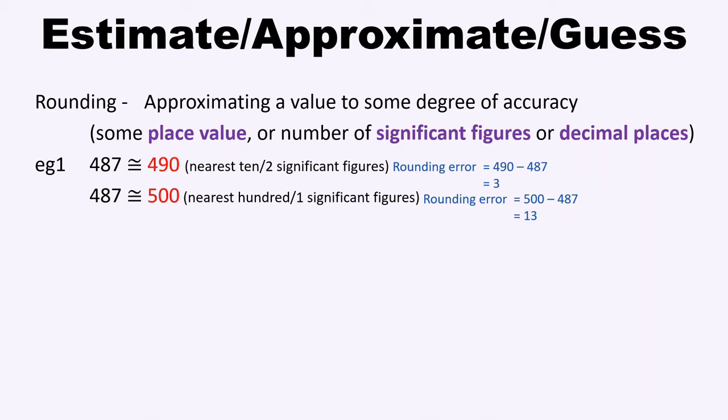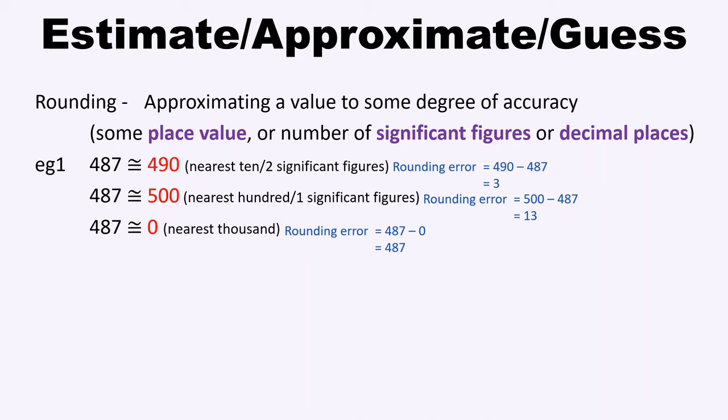We could have rounded 487 in another way as well, although I hope that you wouldn't. We could say that 487 is approximately the same thing as 0 to the nearest 1,000, because of course 487 has 0 in the thousands position, and a 4 to the right of that is not big enough to round that 0 up. But the rounding error in this case is huge. The difference between 487 and our approximated answer, 0, is 487.